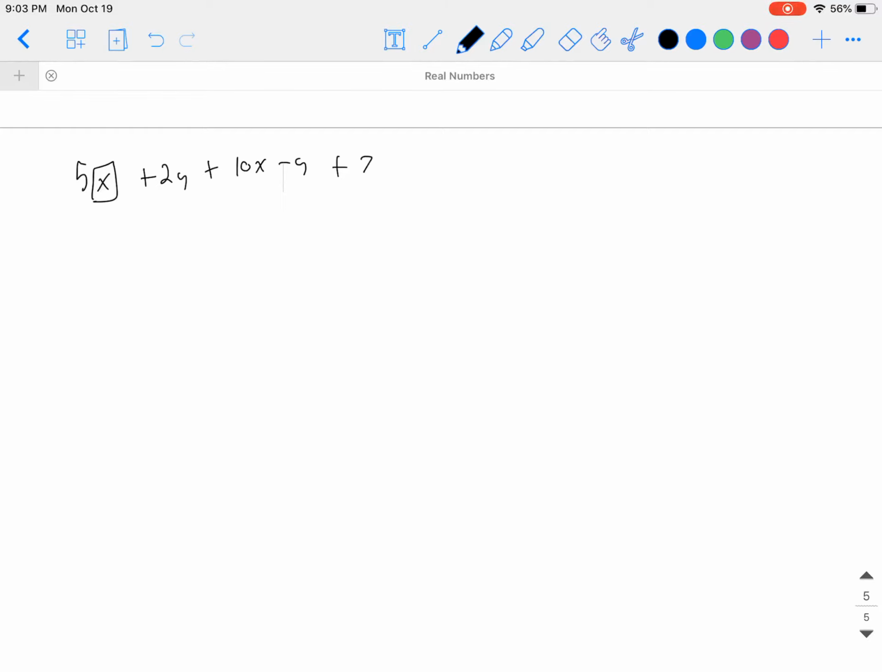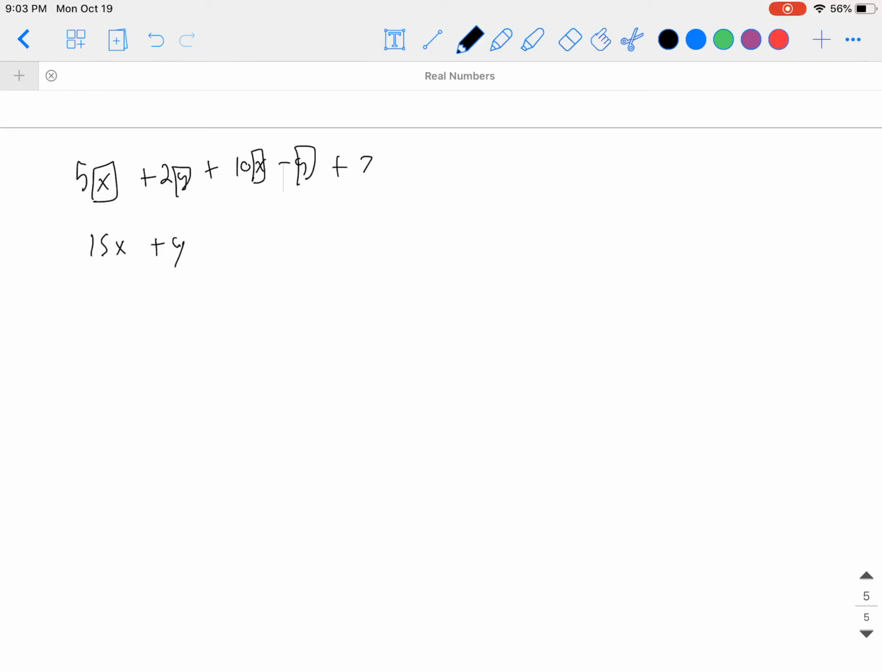So as we see here, 5x and 10x both have an x with an exponent of 1, so thus they can be combined. 2y and a negative y, again, both have a variable of y and an exponent of 1, so they can be combined. You just combine these like terms with simple arithmetic. So if we have a positive 5x plus a positive 10x, that would give us 15x. A positive 2y minus a y would give us a y. And finally, we have 7.